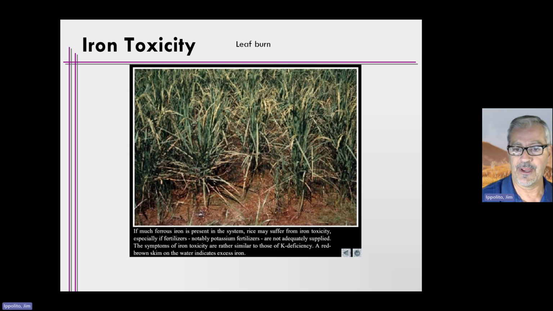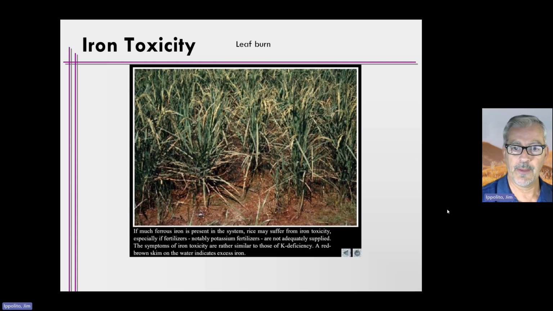And how do you know that there's an iron issue? Well, look at the soil surface. It even states this in the figure caption: a red-brown skim on the water. Okay, actually there is water there. A red-brown skim on the water indicates excess iron. There is excess iron coming out of the soil and showing itself on the water, which is interesting. But the bottom line here is that you see leaf burn.